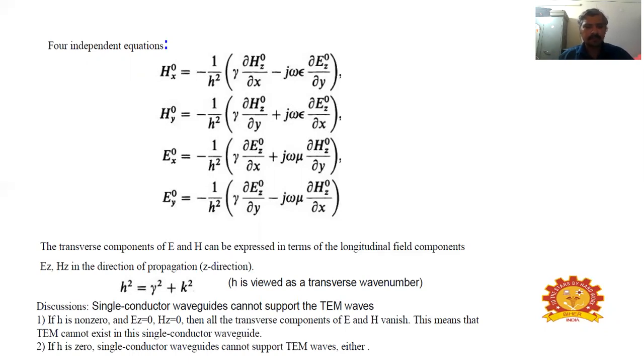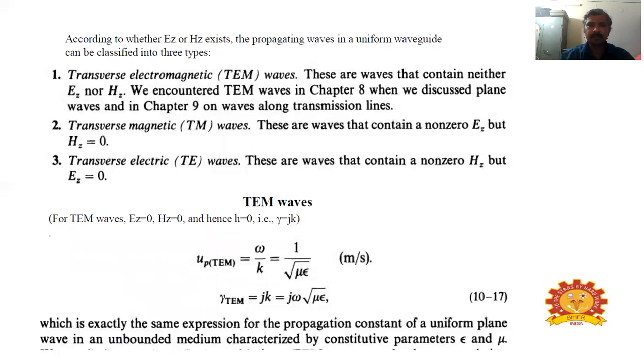Discussion. Single conductor waveguides cannot support TEM waves. If h is non-zero and Ez is equal to zero, Hz is equal to zero, then all these transverse components of E and H will vanish. This means that TEM cannot exist in a single conductor waveguide. If h is zero, single conductor waveguides cannot support TEM waves either.